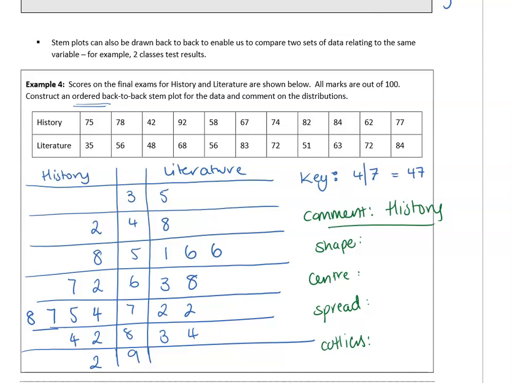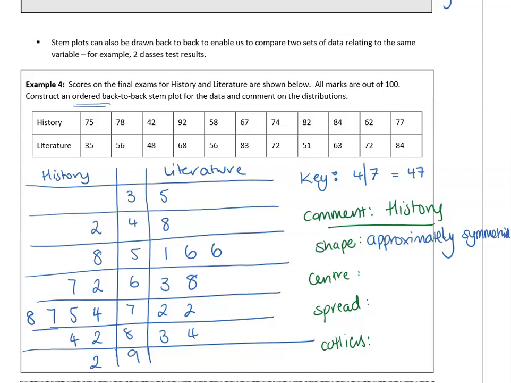Okay, so our shape of history. Looking at this, I would say we are approximately symmetrical. Teeny tiny little bit of a tail starting there, but I don't think it's enough to throw us into a skew. So we would say approximately symmetrical. And remember, it is exceptionally rare that we would get something that is exactly symmetrical, so we're always making that comment approximately symmetrical.